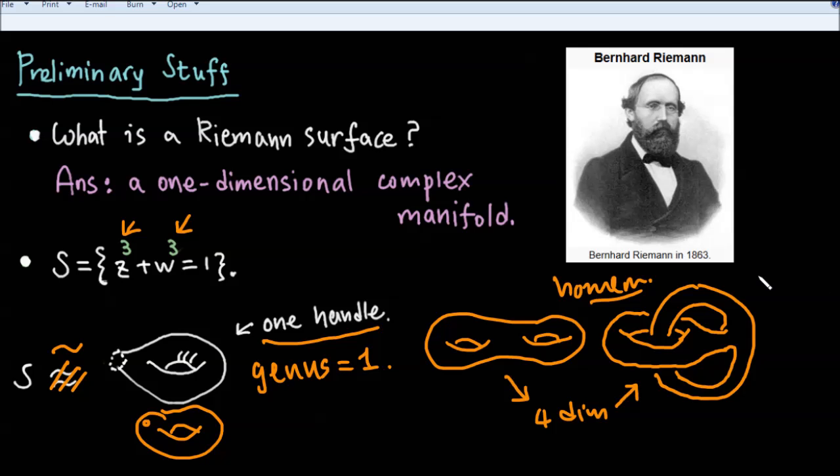But these are also called genus 2, and homeomorphism class doesn't distinguish this from that. They're all the same thing. And Riemann classified all the homeomorphism classes of all the orientable Riemann surfaces. All the genus 1 is homeomorphic to that. All the genus 2 is homeomorphic to one class. So completely classified up to the genus.